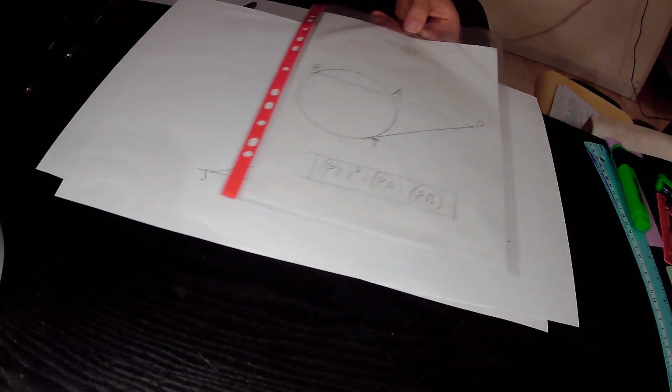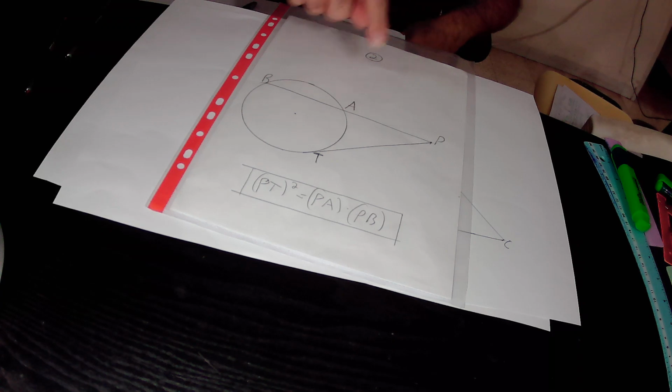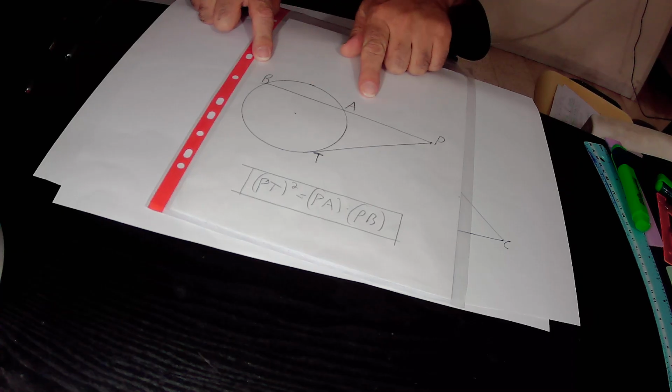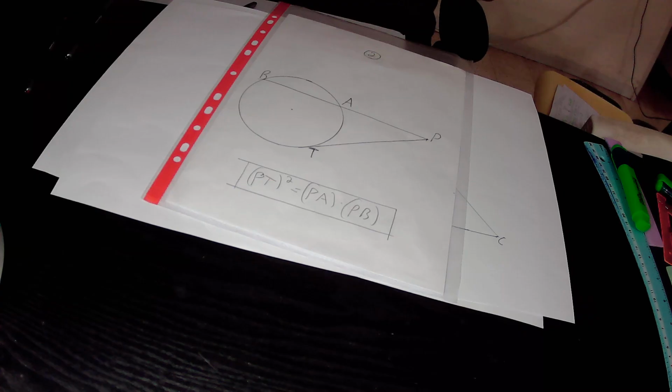So in the drawing, we have a circle. This is the external point P. From this point P, we have tangent PT, which is tangent to the circle at point T. Likewise, we have chord BA, and the extended chord BA touches point P. So the following equation is true in our drawing: PT squared equals PA times PB.